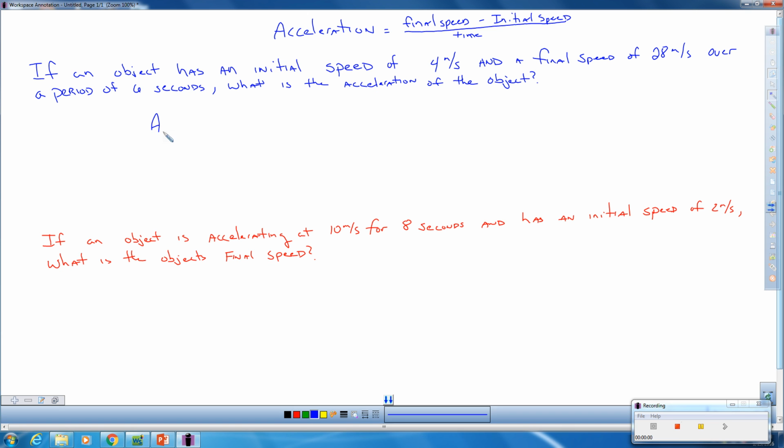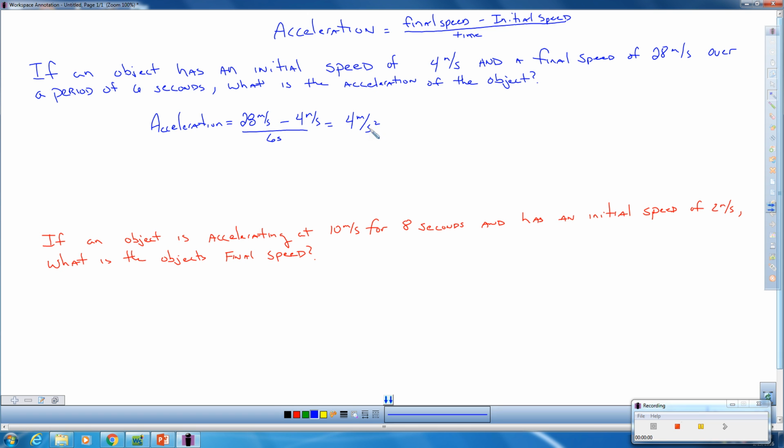Okay, so we know that the acceleration is going to equal our final speed, which is 28 meters per second minus 4 meters per second divided by 6 seconds. And when that's all said and done, you're going to get 28 minus 4, which is 24, divided by 6. That's going to get you 4 meters per second squared.